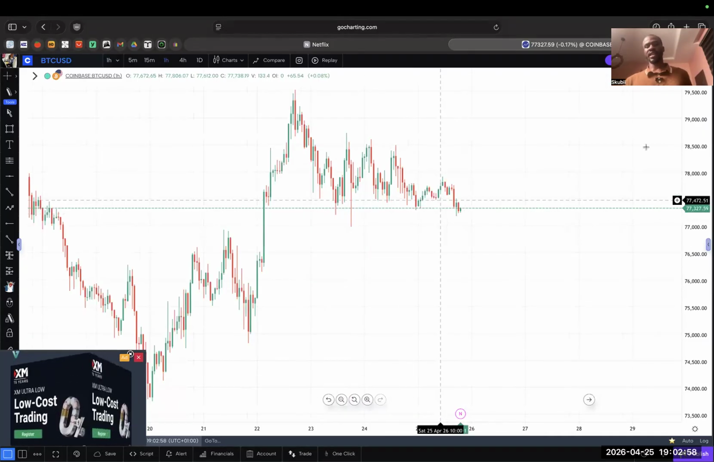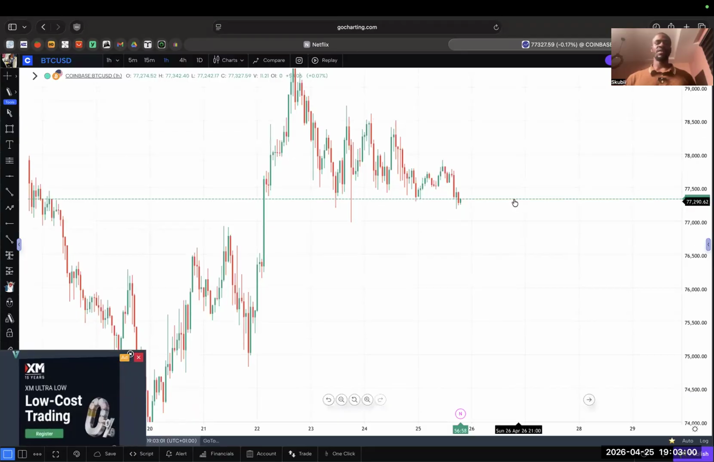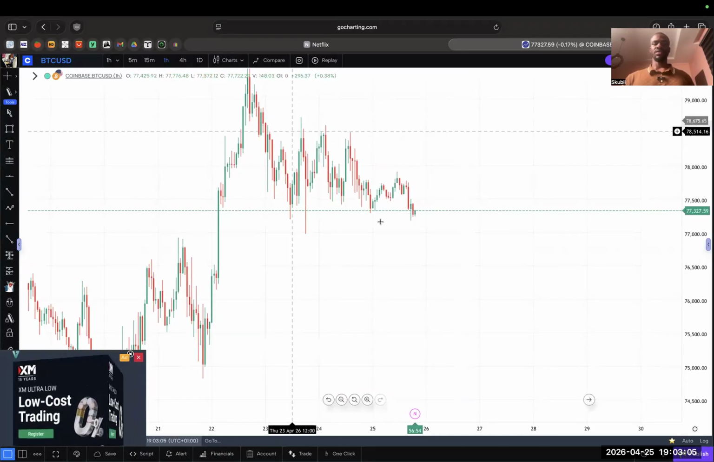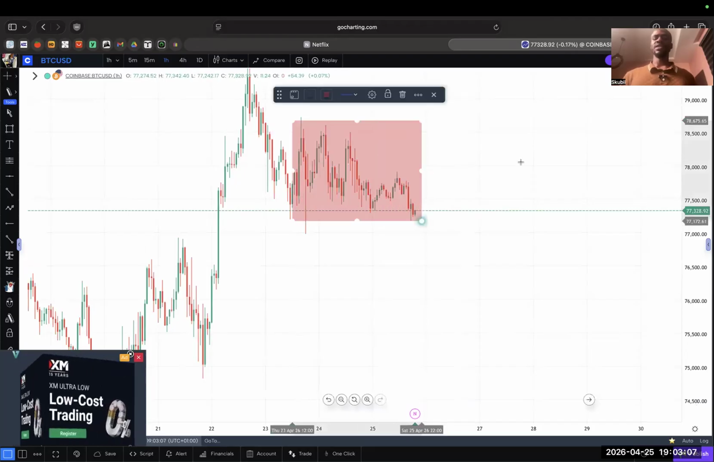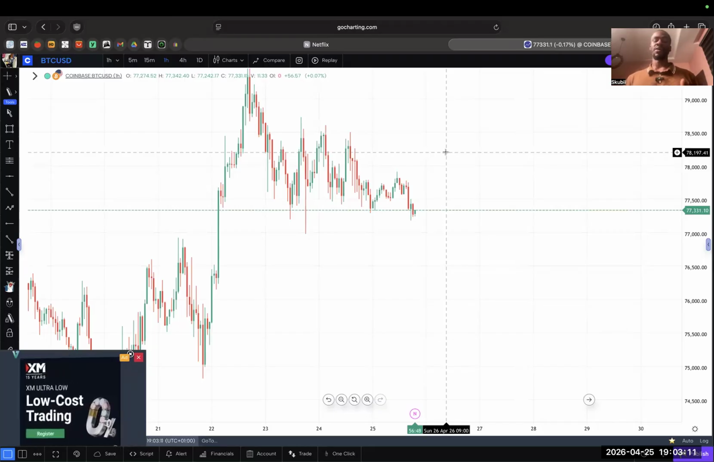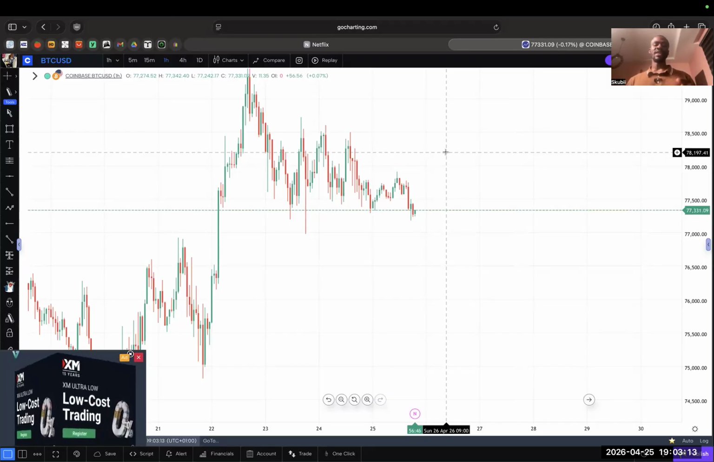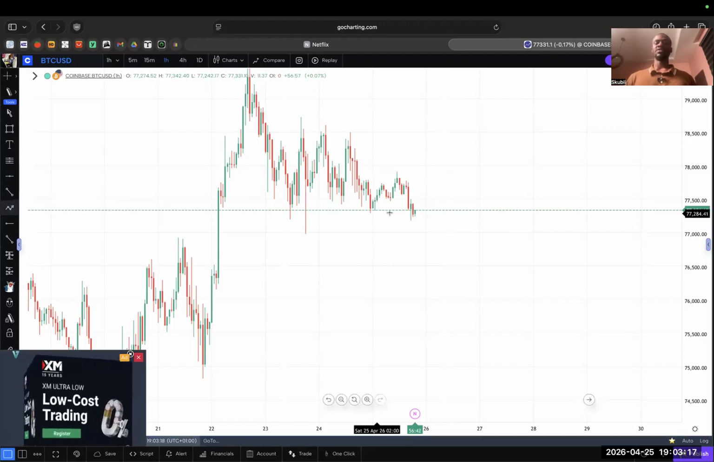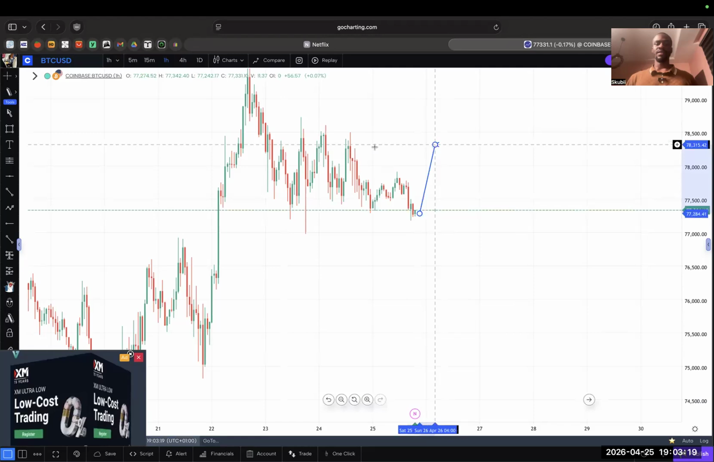But then I think it's looking like a range actually. It's ranging on this 1 hour time frame. So before I actually decide to buy, since it's bullish on the 4 hour, it's buy opportunities that we're going to be looking out for. But before we decide to buy on this BTC USD, I would need to see price actually push up to break a high. Do you understand?